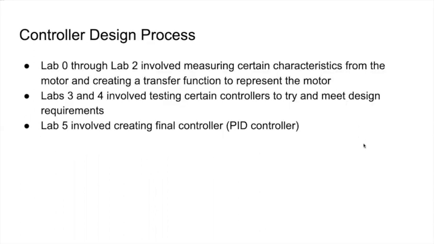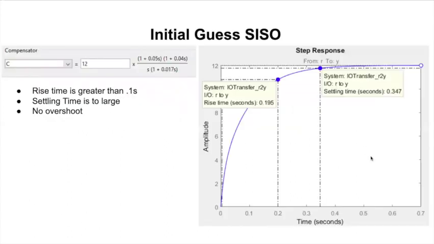With that, we had 5 total labs that we did in order to design our final controller. Labs 0 through 2 involved measuring certain characteristics from the motor so that we could derive a proper controller for the motor. Labs 3 and 4 involved testing certain controllers to understand how changing different KP, KI, or utilizing different controllers would affect the transient response. And then in lab 5, we actually designed the PID controller.